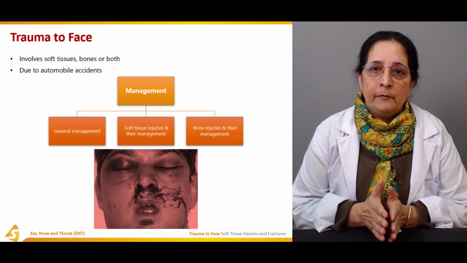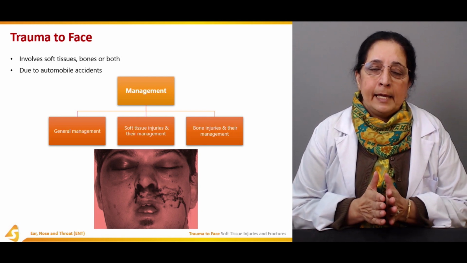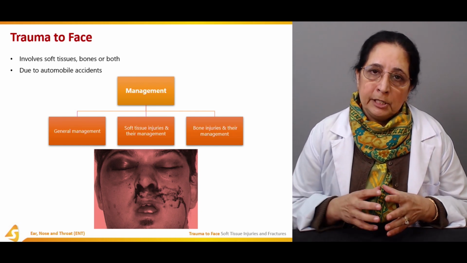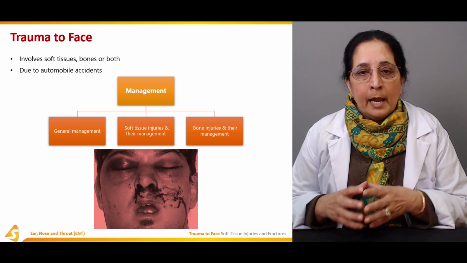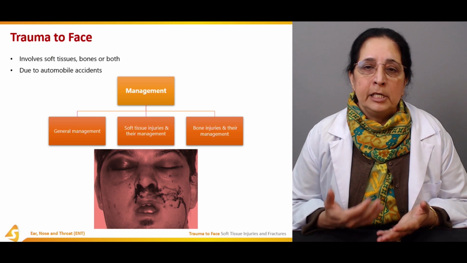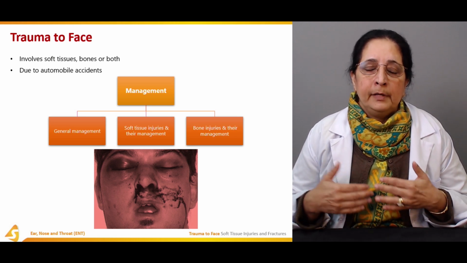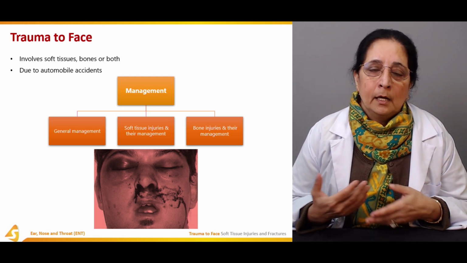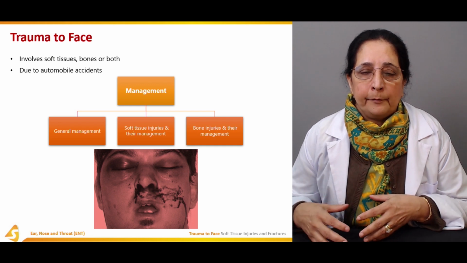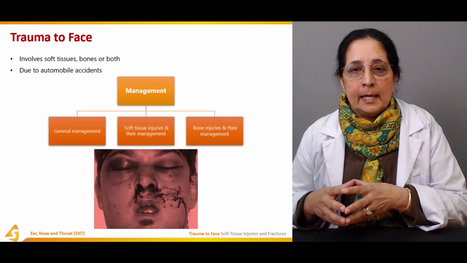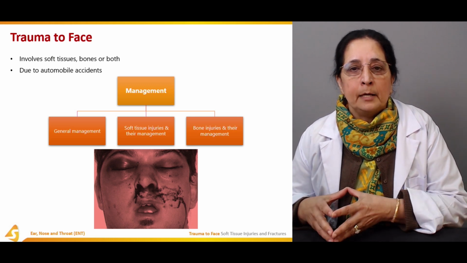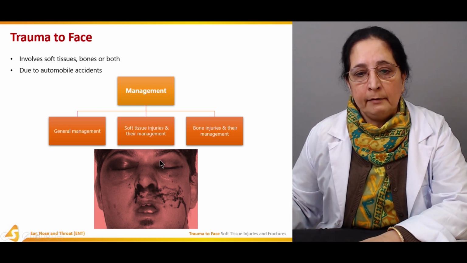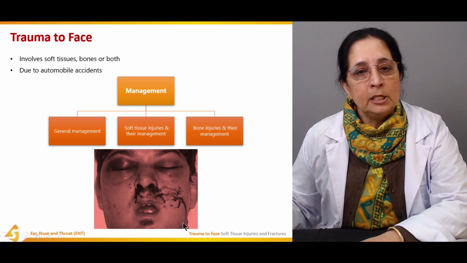So we already said whenever there is trauma to the face, it can be soft tissue, bone, or both. If both are present, we will manage the soft tissues, we will manage the bone, and we will also manage the general condition of the patient, depending on if there is any problem in the breathing or pulse. All that can be managed separately. So the general condition is managed, and then the specific soft tissues and bones can be managed separately. This picture gives a very clear view of the involvement of the soft tissues.